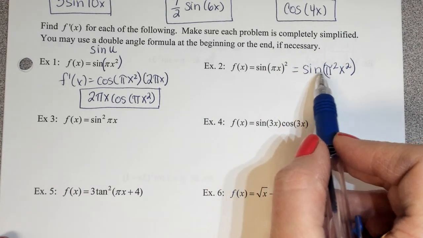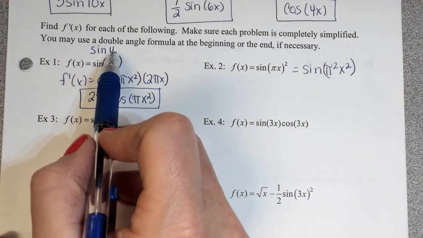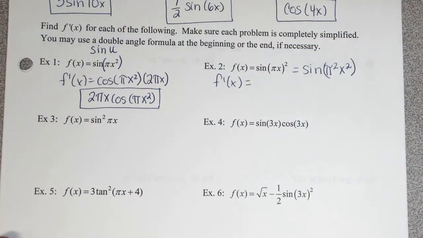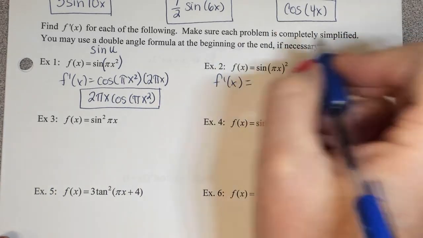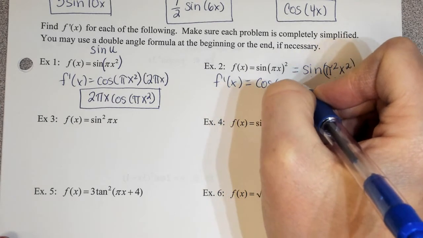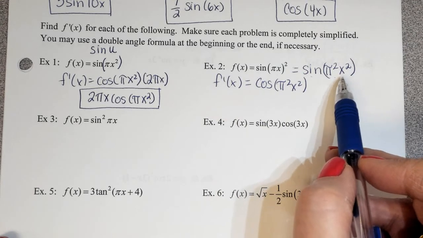So now think about it. Here's our parentheses. That's our u. So again, I'm thinking of it as sine u. Madison, what's the derivative of sine u? Cosine u. So we're going to have the derivative of sine u is cosine u. But now we have to do times the derivative of this u.